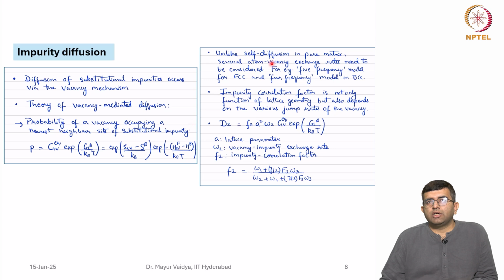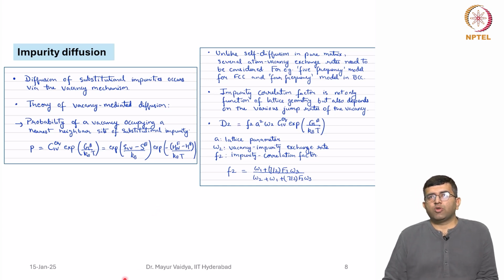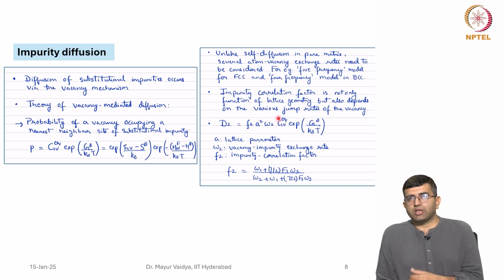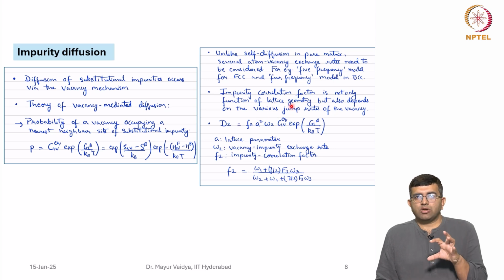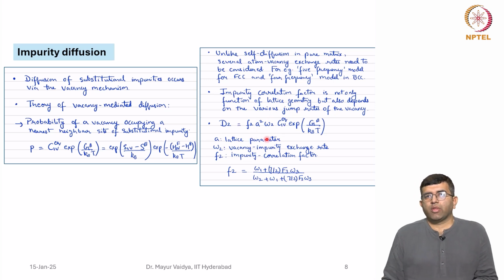So, unlike the self diffusion in pure matrix, several atom vacancy exchange rates need to be considered. For example, we saw the 5 frequency model for FCC and the 4 frequency model in BCC when we were talking about the correlation factors. And the impurity correlation factor is not just a function of the lattice geometry, but also depends on the various jump rates of the vacancy. So, that also has to be taken into account.